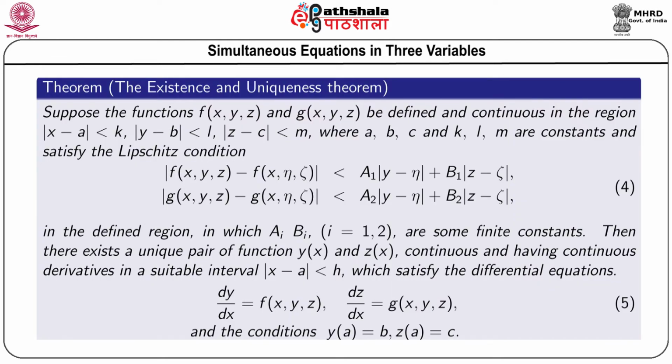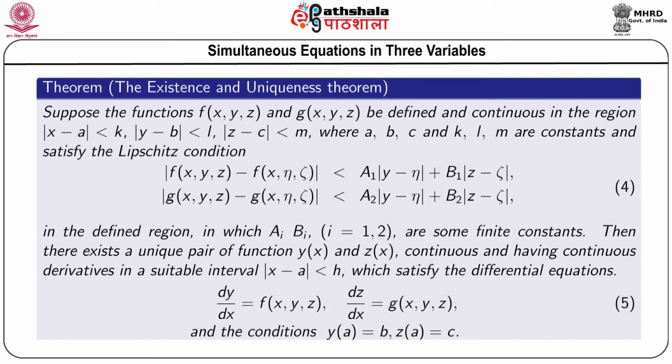are written in equation number 2. The first one is the Lipschitz condition for the function f with respect to the variables y and z, and the second one is the Lipschitz condition for the function g with respect to the variables y and z. So, if these two conditions are satisfied, and here these ai and bi are some finite constants.